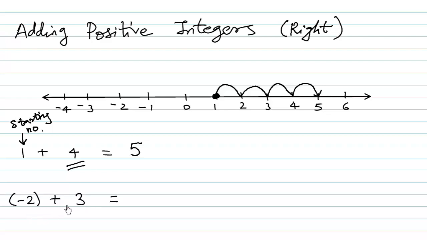Negative 2 plus 3. So we are adding 3 to the number negative 2. So over here what we are going to do is, we are going to start at negative 2. This is our starting number, remember. And we are going to add a positive integer. And to add a positive integer, we move to the right. So we're going to move 3 units to the right. So we move 1 unit, 1, 2, and 3. And we land at number 1. So negative 2 plus 3 is positive 1.